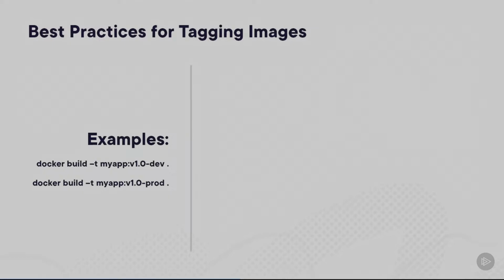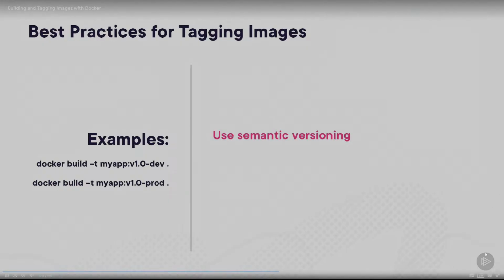Once your image is built, it's crucial to properly tag it. Tags help you manage different versions of your application and control which image gets deployed in different environments. Best practices for tagging are: use semantic versioning. Instead of just using latest, consider using a version number like 1.0, 1.1, 2.0, or even 1.0.0-beta, for example, because this allows you to track changes and roll back to a previous version if needed.